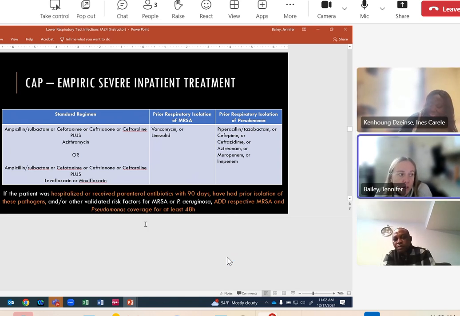No. Everything has sort of 2 agents. So every regimen has at least 2 drugs for severe patients. So even if you give levofloxacin or moxifloxacin, it's still suggested that you combine it with a beta-lactam. Okay. So that's the main difference for the ICU patients.